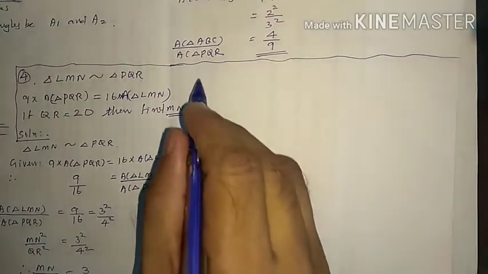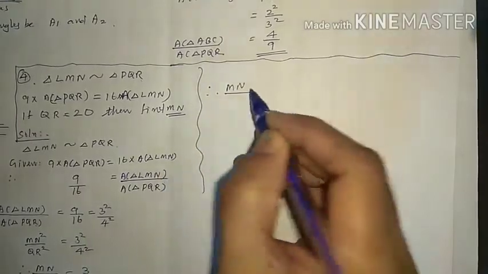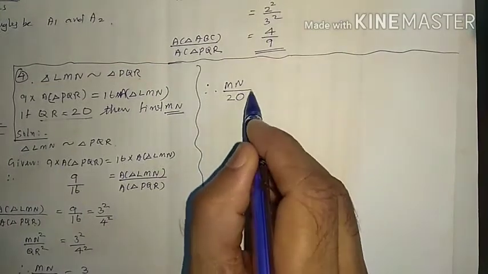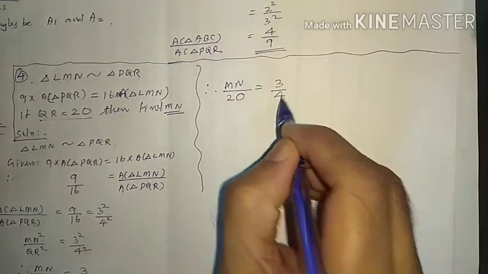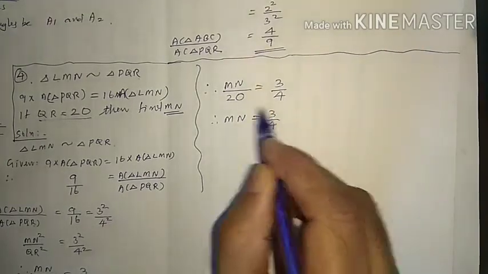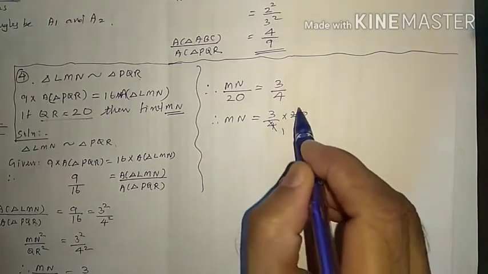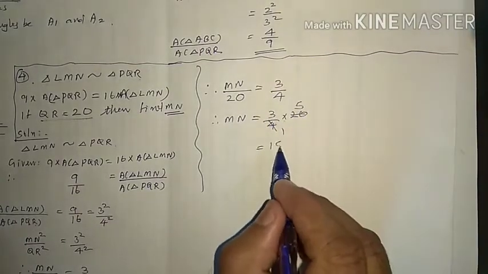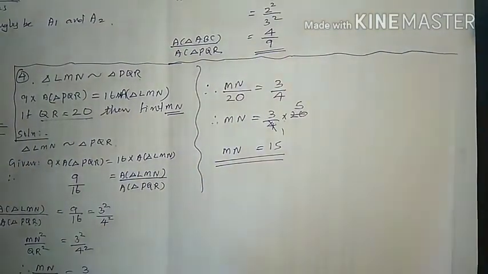Now we continue here. Therefore, MN upon QR is given, QR is given 20. So MN upon QR, value of QR is 20, equal to 3 by 4. Therefore, MN is equal to 3 by 4 into 20. Now we know 1 4. Here how many 4s are there? 5 4s. Now 3 5s are 15. This is MN. Length MN is equal to 15.